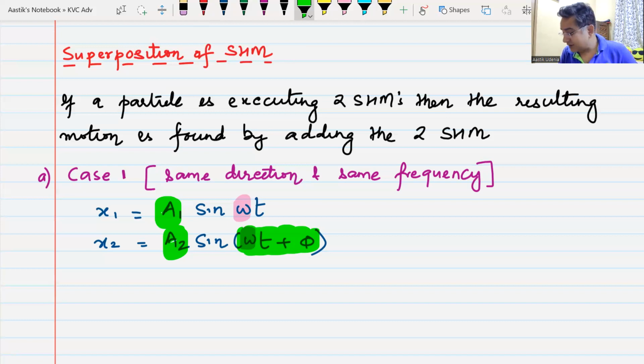Now, once this happens, the resulting motion, the displacement x of the resulting motion, can be found out by simply adding these two SHMs. And the answer that you will get will be something of this nature.